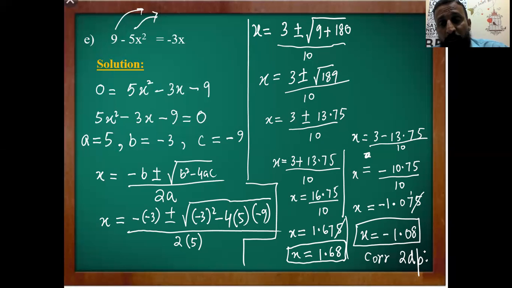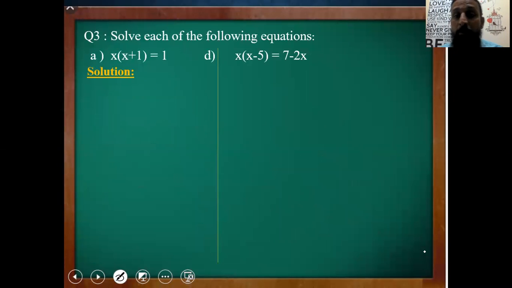I wrote my quadratic formula. I substituted the values of a, b, and c, and did the needful that was required in the formula. Simplified it, found two values of root 189. I made two columns. In the first column, I wrote the value of root 189 with the plus sign. In the next column, I wrote the value of root 189 with the negative sign. Again, I solved it and found my two answers as x equals 1.68 and x equals negative 1.08. Both my answers are corrected to two decimal places.